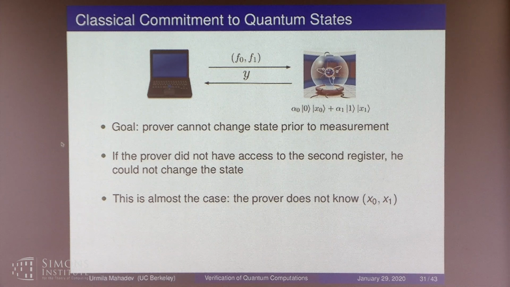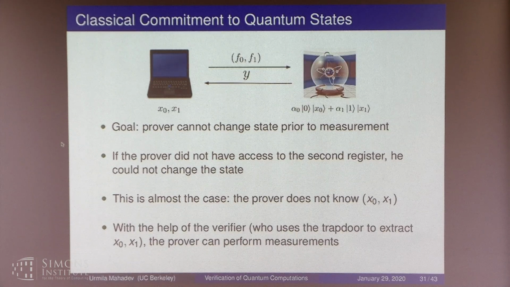Now, this is a bit too strong, because what I've said so far is that this entanglement with a claw essentially prevents the prover from altering his state. But I do need the prover to be able to alter the state if the verifier asks for a measurement. So for example, if the verifier asks for a Hadamard measurement, the prover should be able to perform a Hadamard on the state and send the result back. And it turns out that the prover can do that.